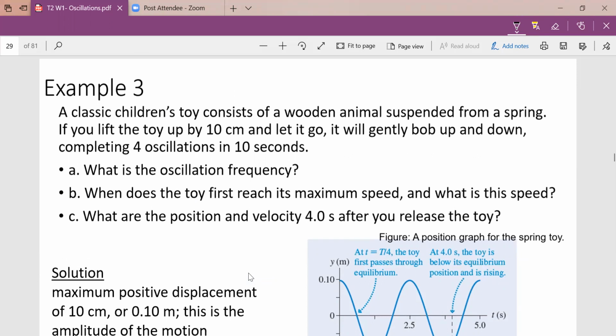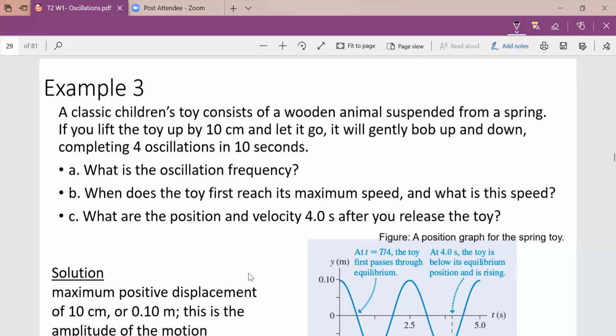A classic children's toy consists of a wooden animal suspended from a spring. If you lift the toy up 10 cm and let it go, remember you're hanging it on the spring, it will gently bob up and down, making an oscillatory motion, completing 4 oscillations in 10 seconds. They're giving you the period, so you can manipulate this to get a frequency and approach the problem. What is the oscillation frequency? When does the toy first reach its maximum speed?